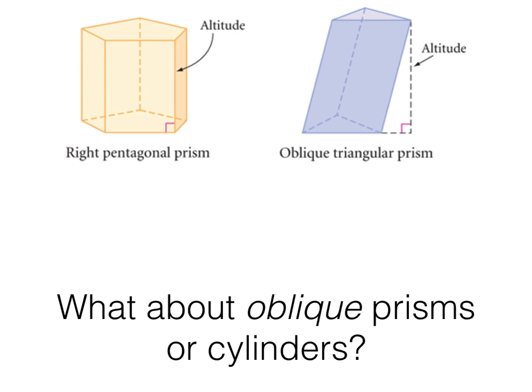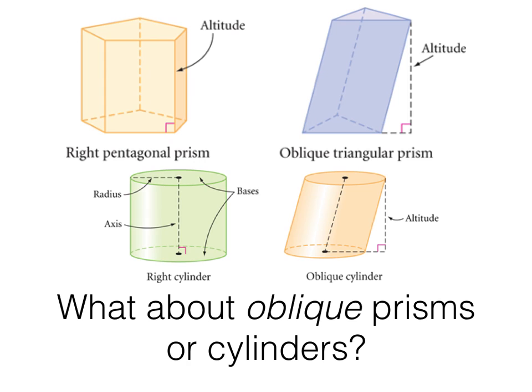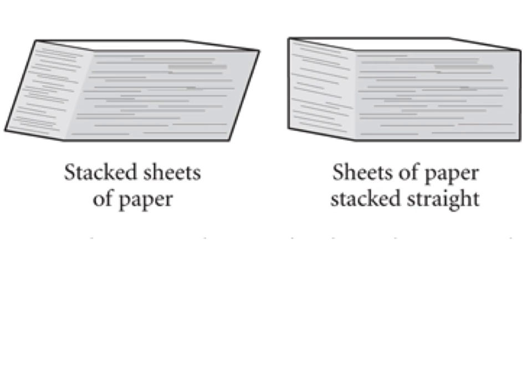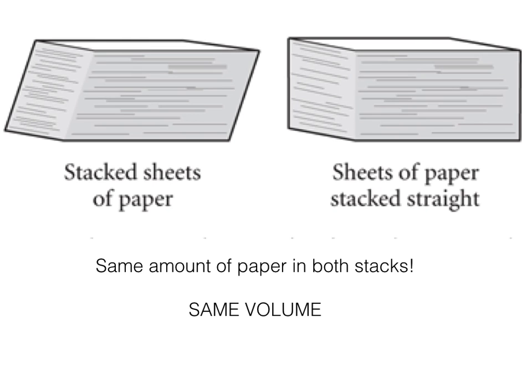So an oblique prism is one where it kind of slants off to one side. An oblique cylinder would be like the one shown there to the right. Well, it turns out that the volumes will be the same. If you think about a stack of sheets of paper, if it's straight or a little bit crooked, there's still the same amount of paper in both stacks. In other words, the same volume.